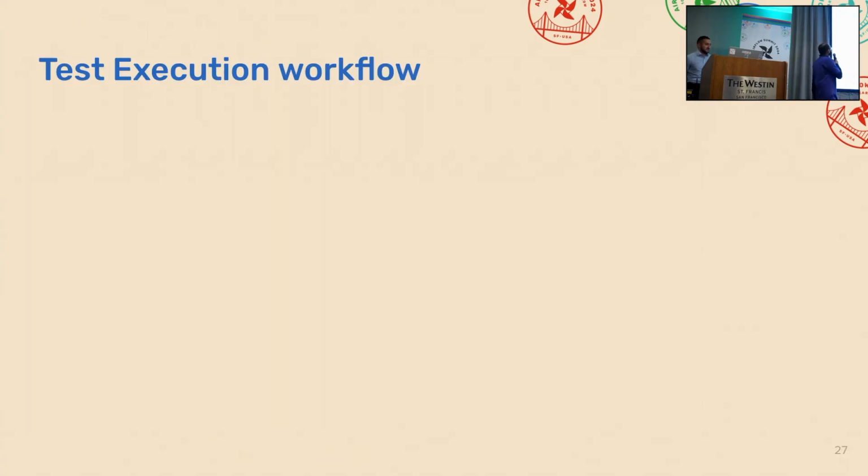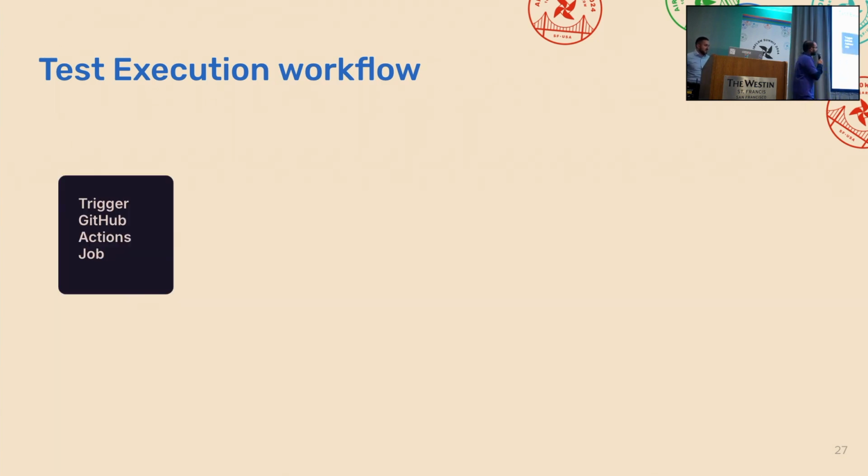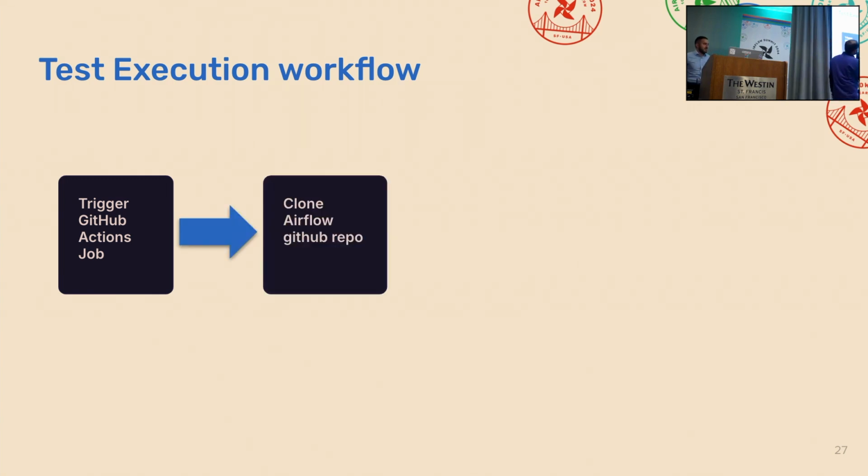Now let's talk about how we implement it. It describes the test execution workflow. As I mentioned, we are using a GitHub Action job. This is a scheduled job in our workflow, which clones the Airflow repo, the main branch. We wanted to be on the main branch because we wanted to ensure that we are taking the latest code on main and catch bugs early.